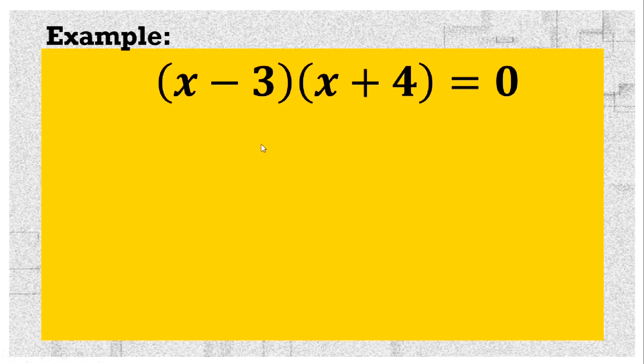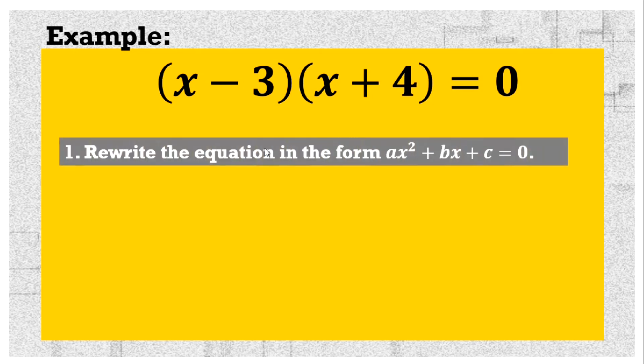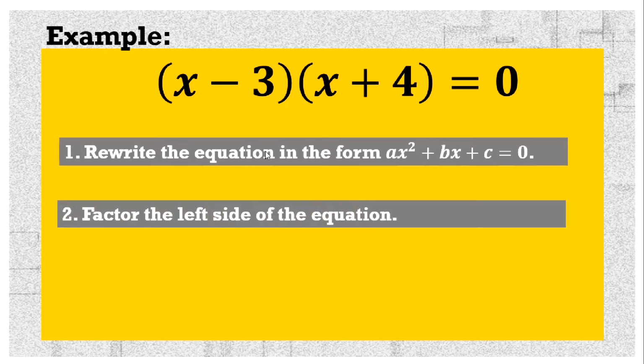Okay, next example, we have quantity x minus 3 times quantity x plus 4 equals 0. Again, our first step is to rewrite the equation in the form ax squared plus bx plus c equals 0. And the second step is to factor the left side of the equation. But, as we may have noticed, the equation is already in its factored form. So, meaning, hindi na natin kailangan gawin yung first and second step.